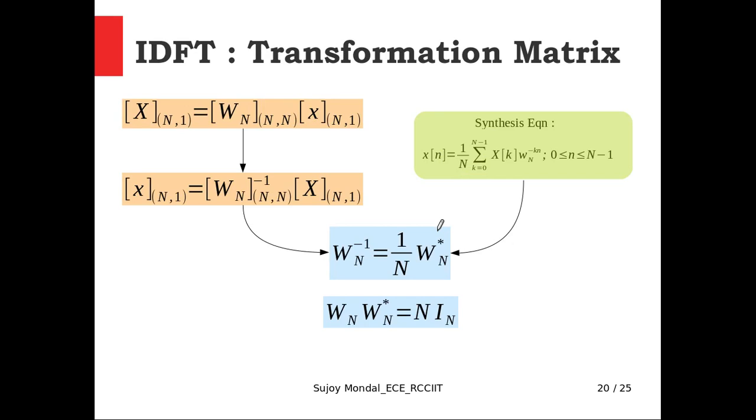Now IDFT, inverse DFT. This is the equation we already derived. So if we take the inverse of this matrix and pre-multiply it to both sides, we will come to this expression, and from the synthesis equation it can be shown x of n equals 1 upon N, and if we expand all these components here, then we can compare. We will find out the inverse of the forward transformation matrix equals 1 upon N times the complex conjugate of the forward transformation matrix, and if we take the multiplication on both sides, we will find out W_N times W_N star equals N times the identity matrix.